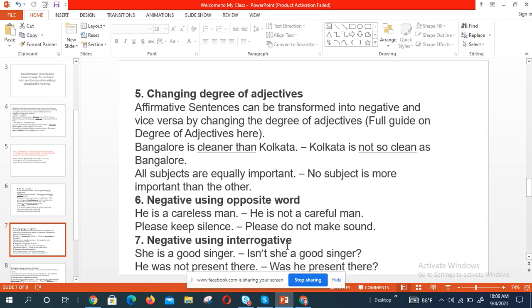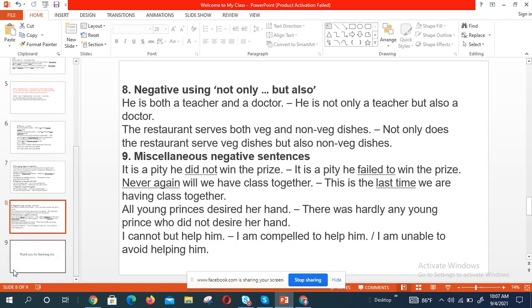Negative using interrogative. Sometimes you can make a negative sentence using an interrogative sentence also. She is a good singer. Isn't she a good singer? She was not present there. Was he present there? In this way. Negative use not only but also. We have already discussed it. Both. If you get both, you can use not only but also.